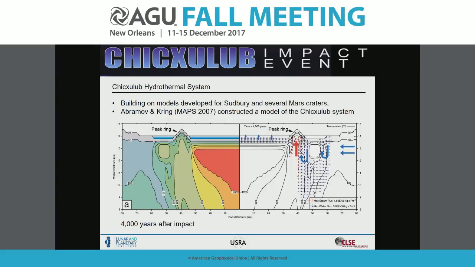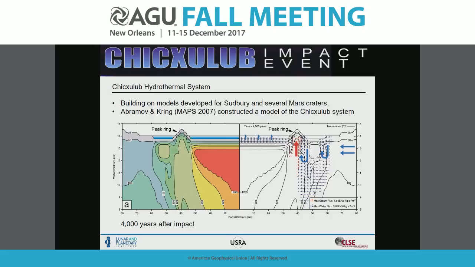Okay. So let's go back in history just a little bit. Building on models developed for Sudbury and several Mars craters, one of my PhD students, Oleg Abramov, constructed a model of the Chicxulub hydrothermal system. This is one of the time steps for that system, about 4,000 years after the impact event. And I've plotted on here two different regimes. One is simply the thermal state of the crater. This is the center of the crater. This is the peak ring. This is the rim. And these are temperature contours. This is 1,200 degrees, 900, 600, 300, 200, 100, and so on.